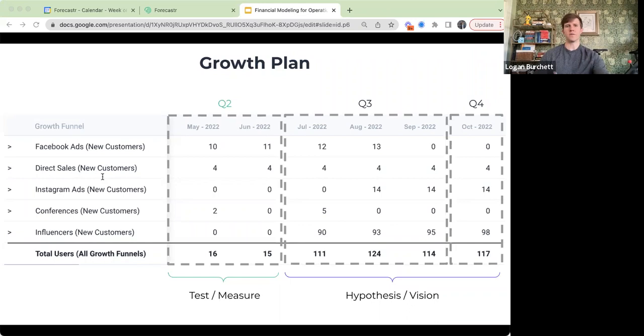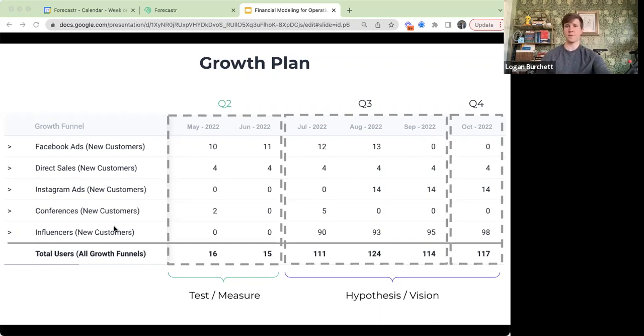By looking at the forecast, we can see that in this hypothetical company, we're relying on a lot of social media advertising and influencers in order to grow. So if we say that we're in May of 2022, in this current quarter, Q2, you can get a sense of the growth strategy of this company and the areas that we need to focus on if we're going to try to drive new customers and hit these goals.